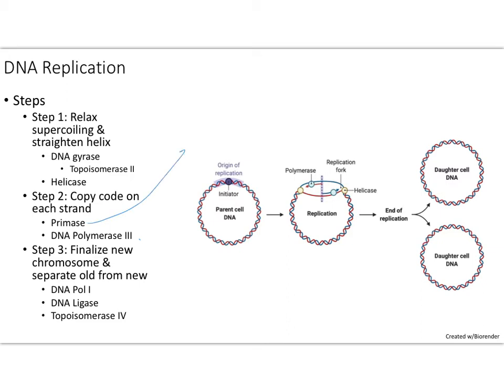So primase is an enzyme that creates a short strand of RNA, and that short strand of RNA is called a primer. And that primer is going to attach to the DNA molecule. So I'm just going to put it in green here. There's going to be one on each strand of our DNA. So these are primers.